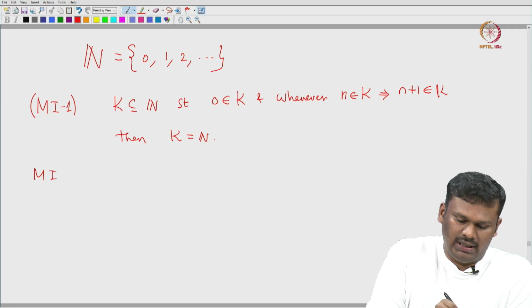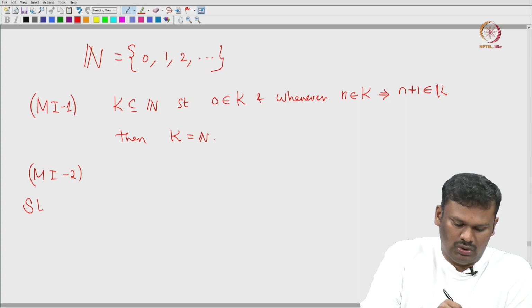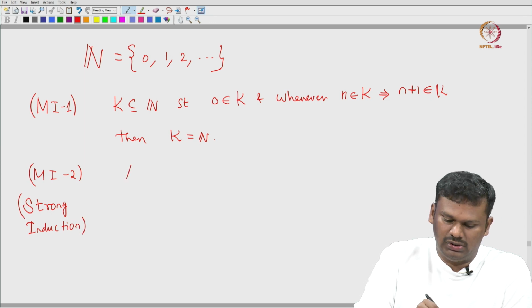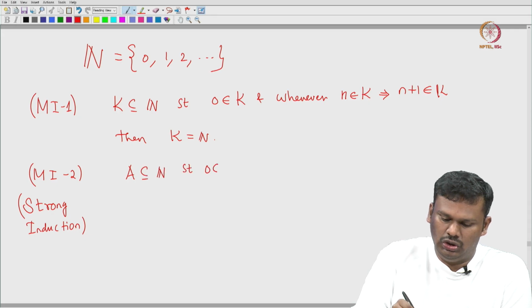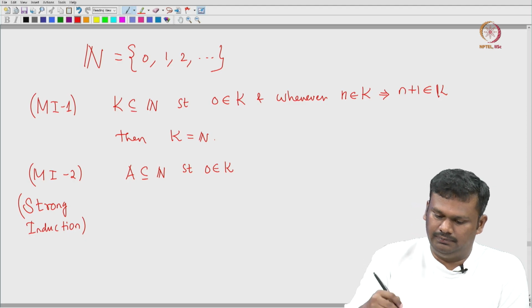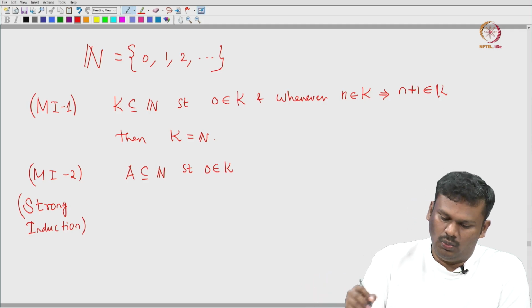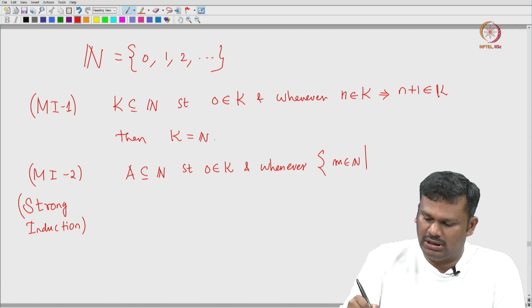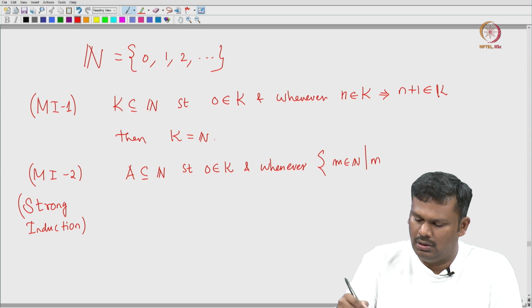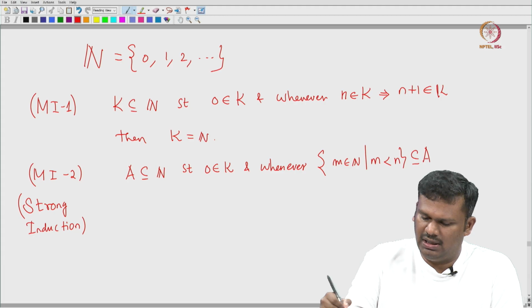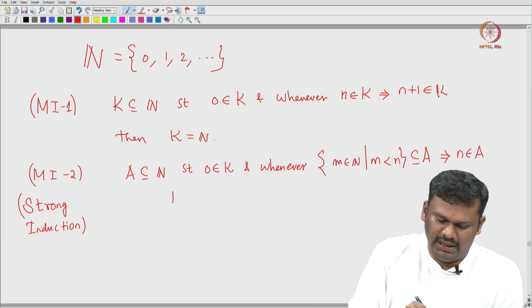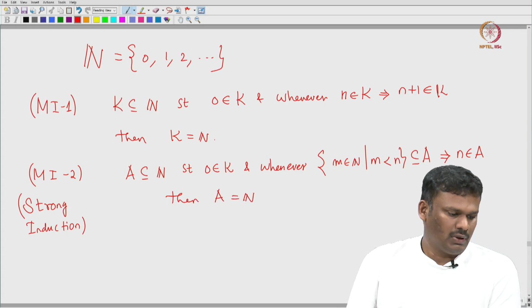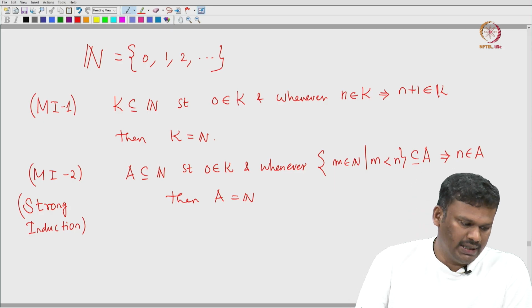Now let us look at strong induction. You start with A, a subset of N, such that 0 is in A. Now instead of having n in K implies n plus 1 in K, what we have is that whenever all m in N such that m is less than n form a subset of A, this implies that n is in A. Then we have again A equal to N. So, this is what we call strong induction.